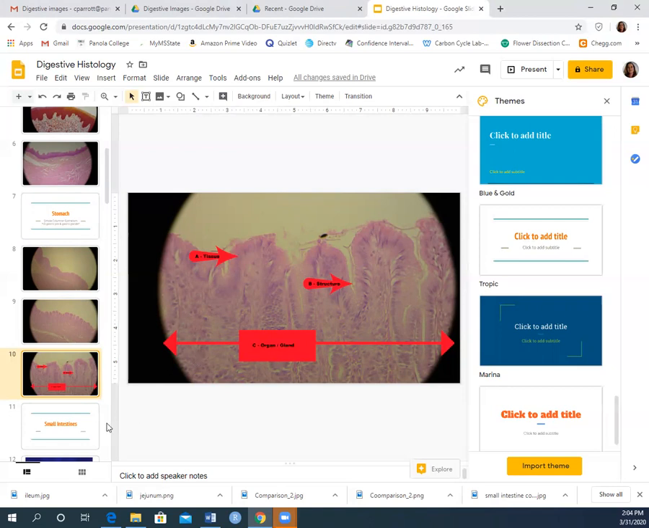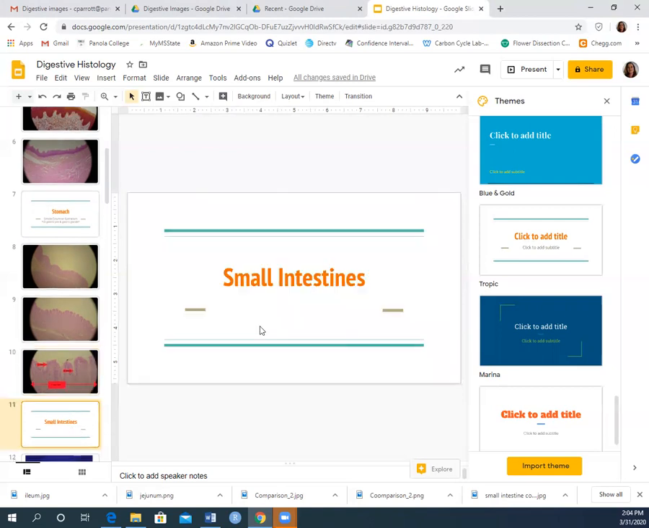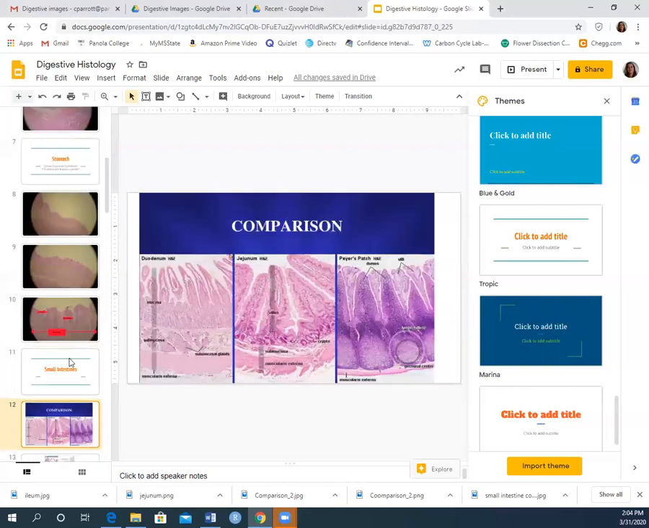Okay. So now we're going to go down to the small intestine. But remember, the small intestine has three different divisions to it. So on this slide, you'll see all three divisions. You have the duodenum in the beginning, and then you have the jejunum in the middle, and then you end with the ileum.